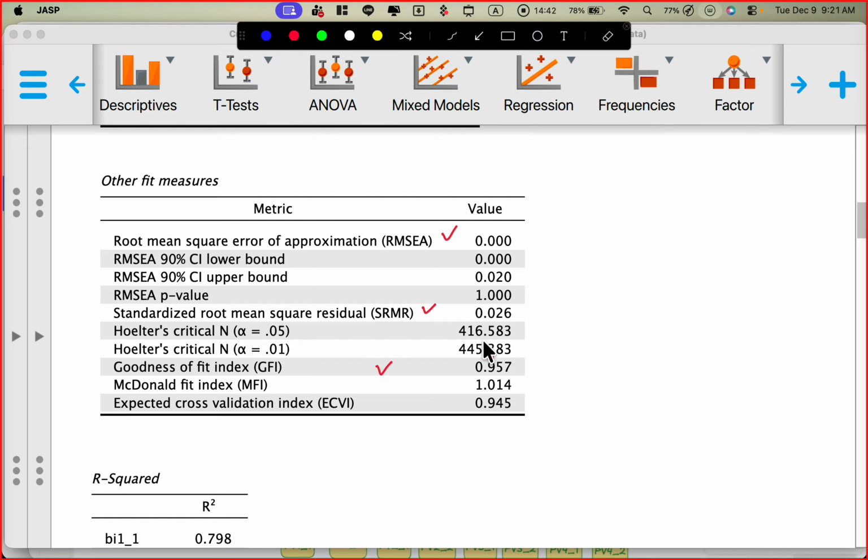Is the model fit good? Why? One by one. RMSEA, is it good or not?